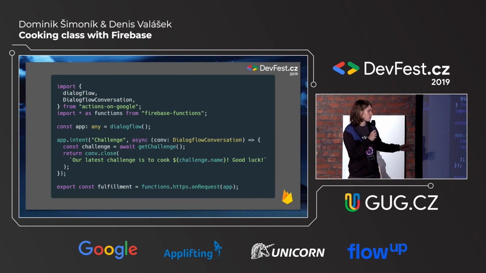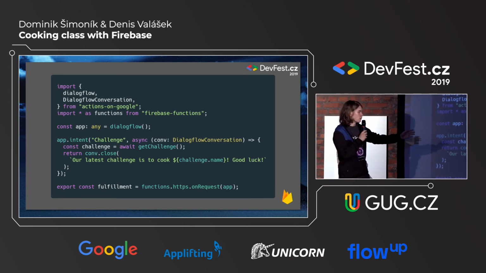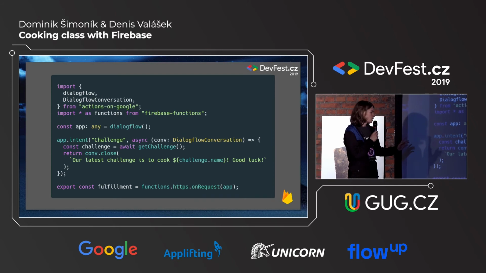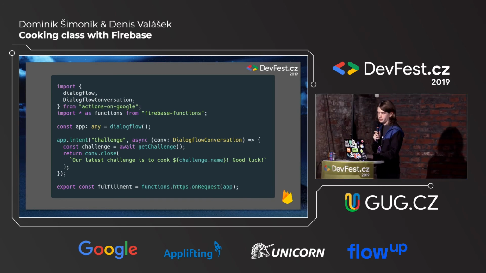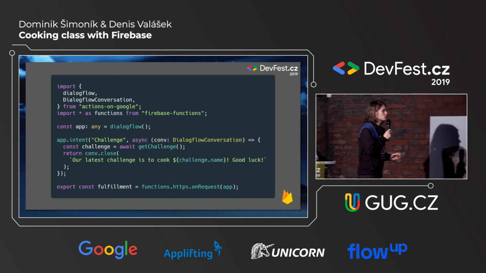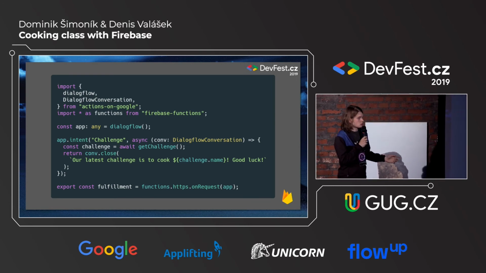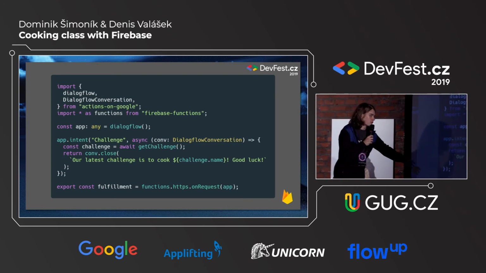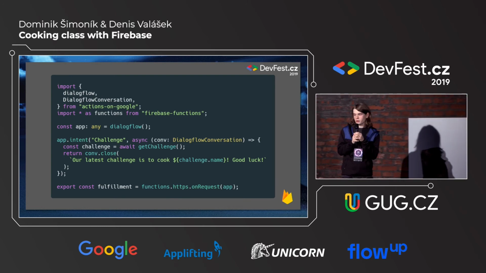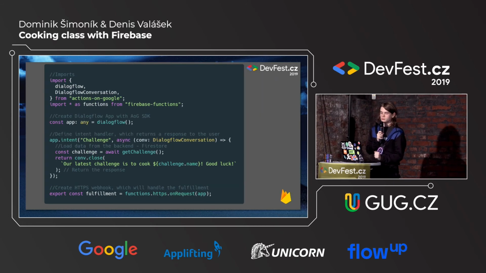and here we can think about what we want to return as a response. So we'll get the challenge from Firebase, of course, Firebase Firestore, as Dominik talked about, and then we will return the answer. So our latest challenge is to cook, and then the name of the challenge. Here we are using the Actions on Google library. So this is Node.js on Firebase Cloud Functions, and we are generating an HTTP webhook from that as our fulfillment, which we will insert into the Dialogflow project.